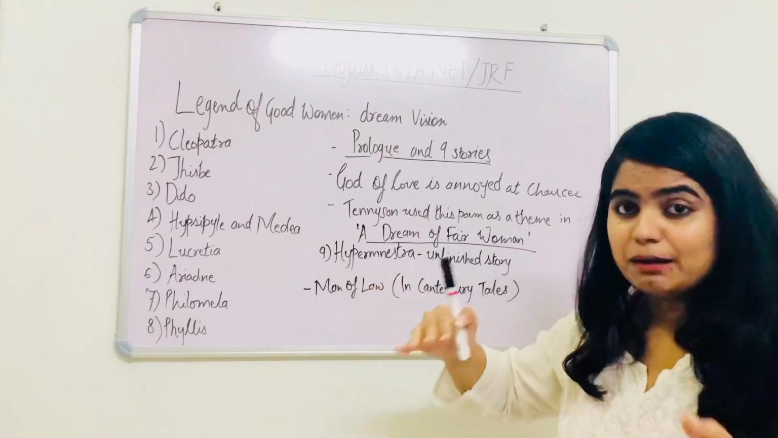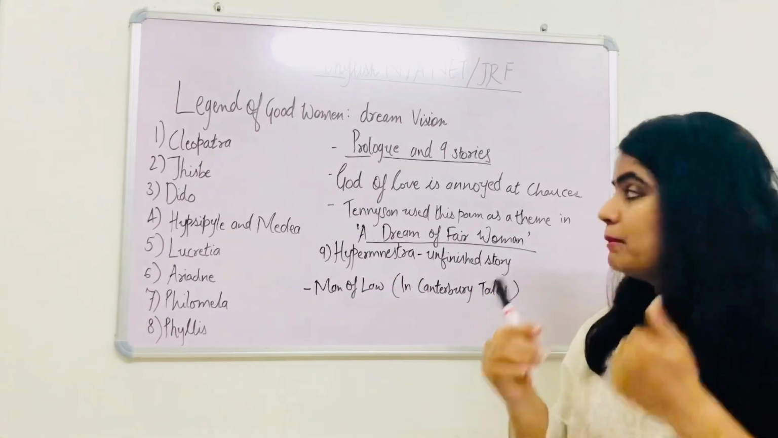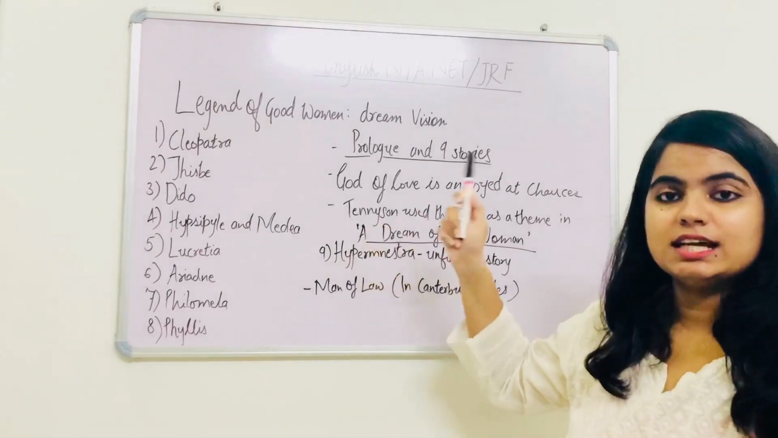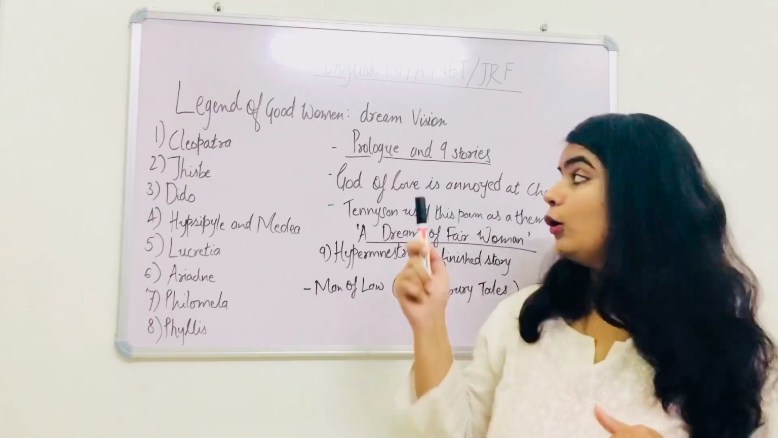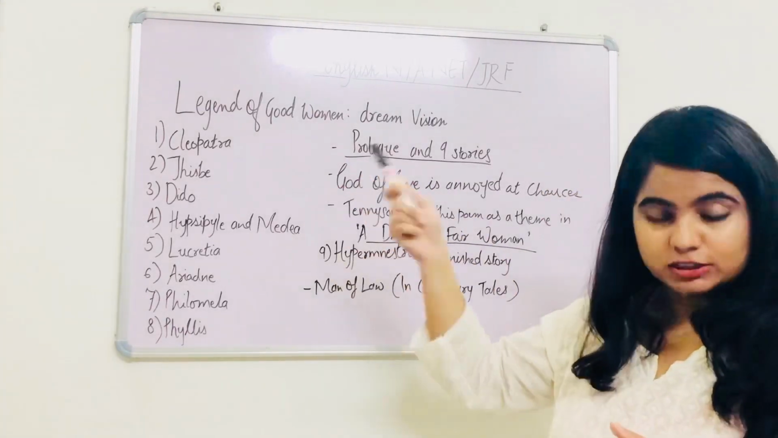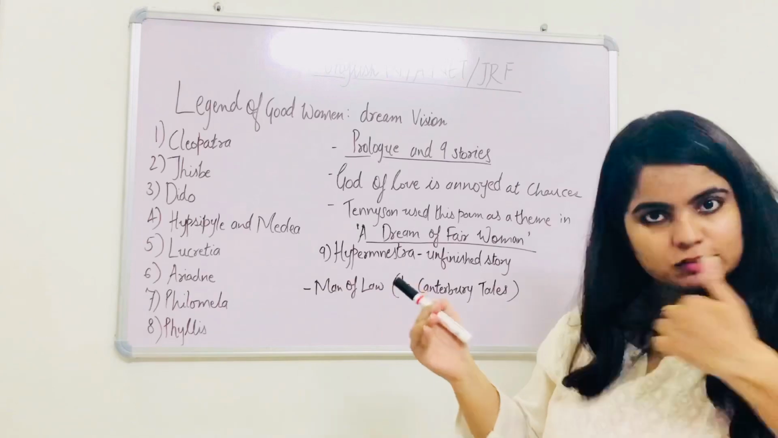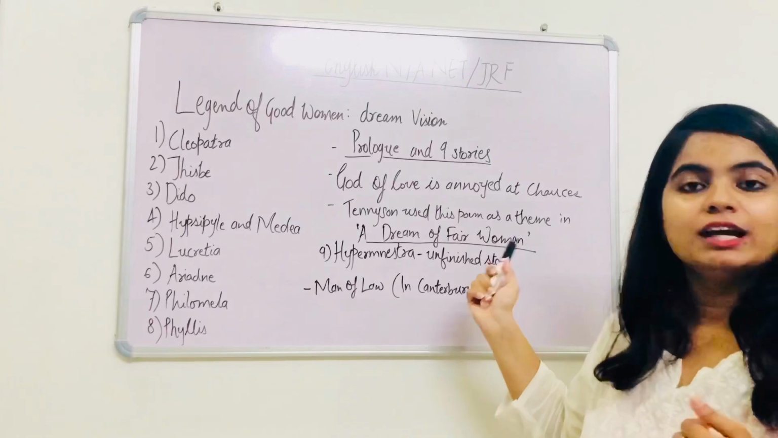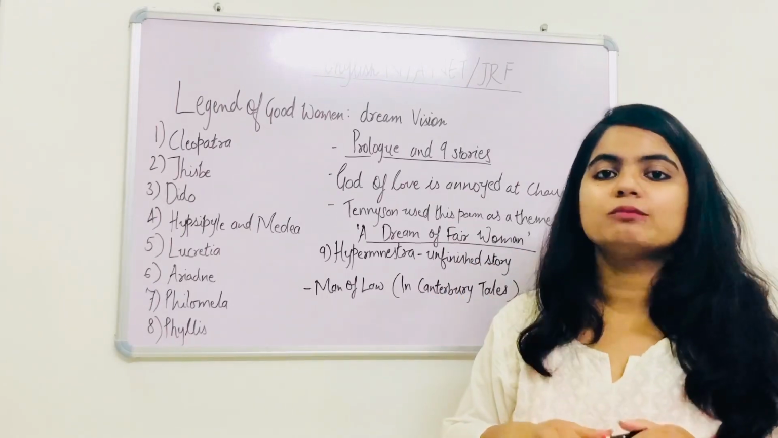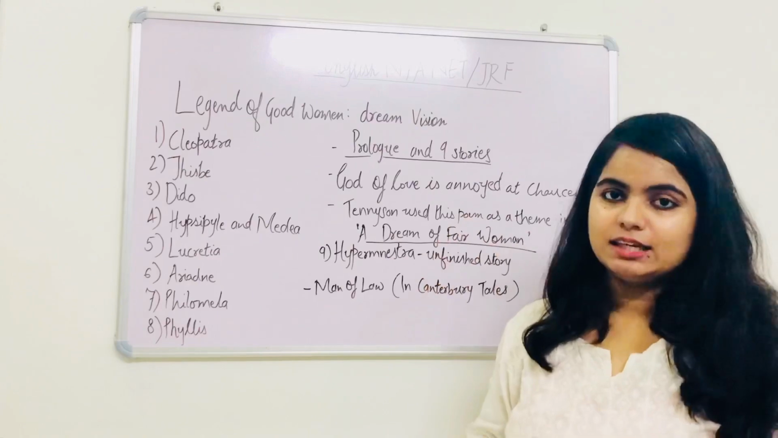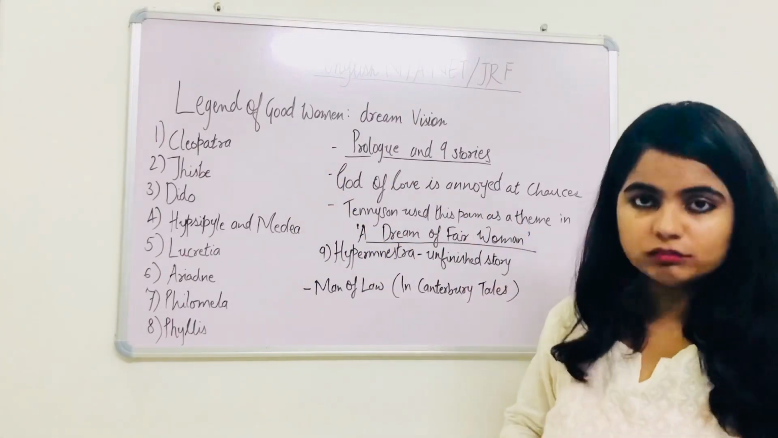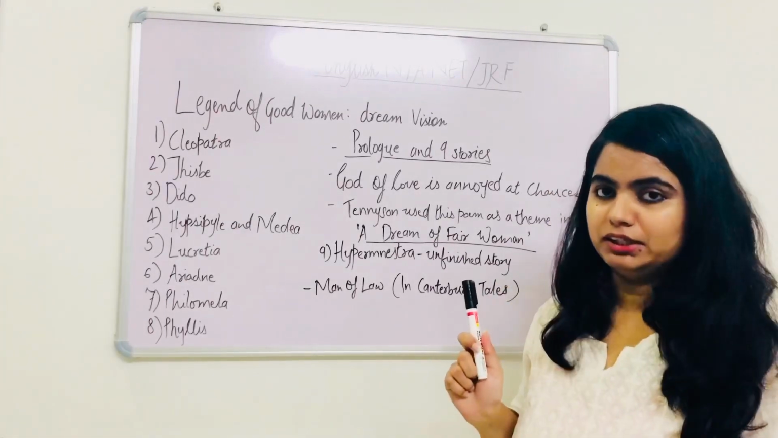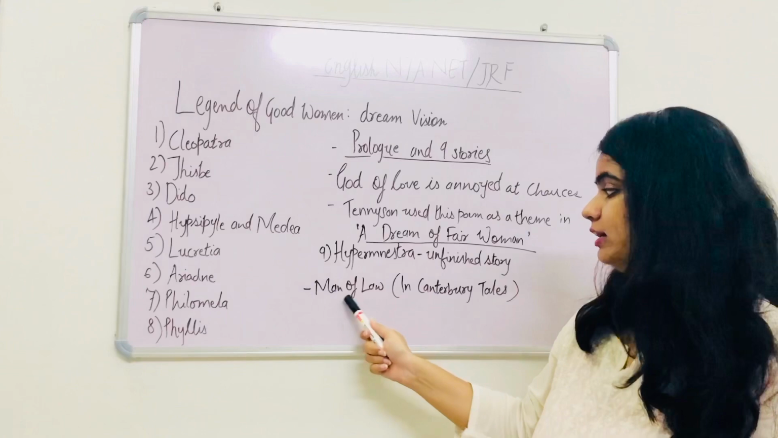This is the major detail, but apart from this, what are the other important things you need to remember is Tennyson. Who was Tennyson? Tennyson was our Victorian poet who took this poem's theme as his own in another poem, A Dream of Fair Women. It was a poem written by Tennyson, and it has a theme which was taken from this poem, Legend of Good Women.